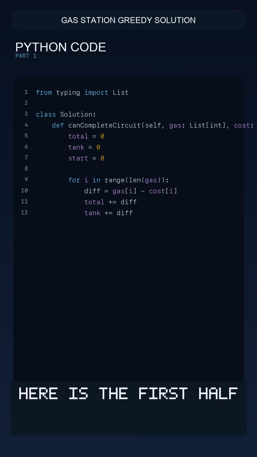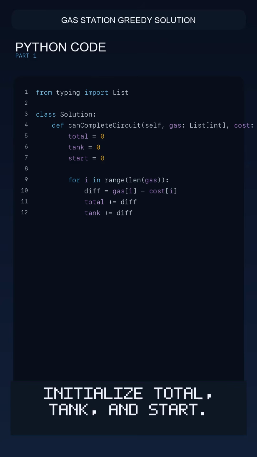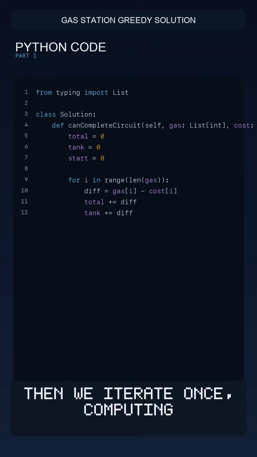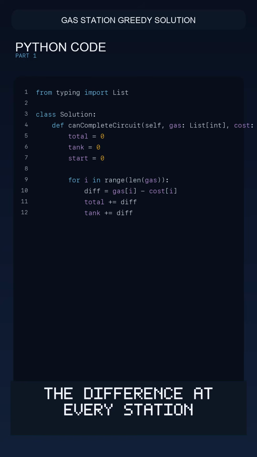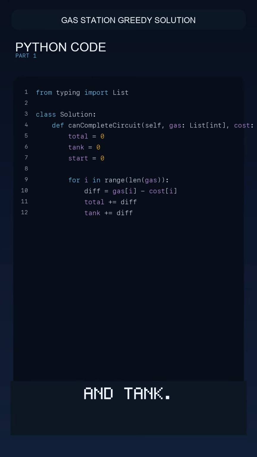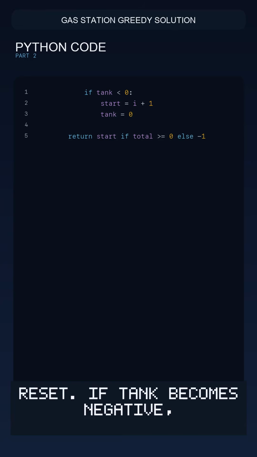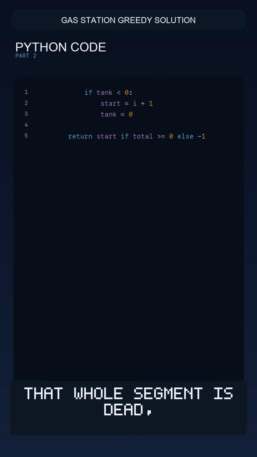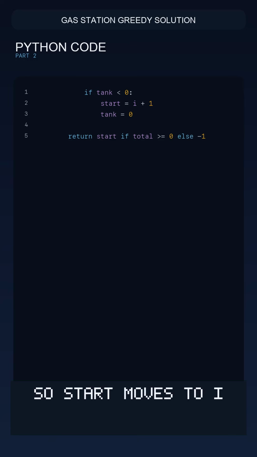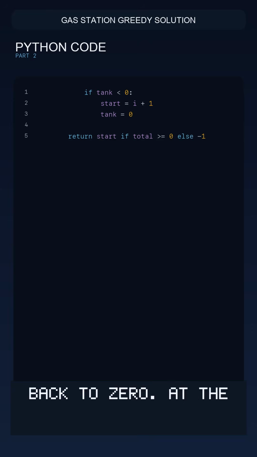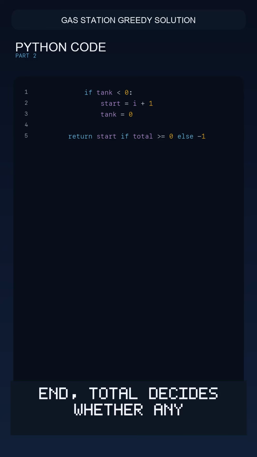Here is the first half of the Python solution. We initialize total, tank, and start. Then we iterate once, computing the difference at every station and folding it into total and tank. And here is the greedy reset. If tank becomes negative, that whole segment is dead, so start moves to i+1 and tank goes back to 0. At the end, total decides whether any solution exists.